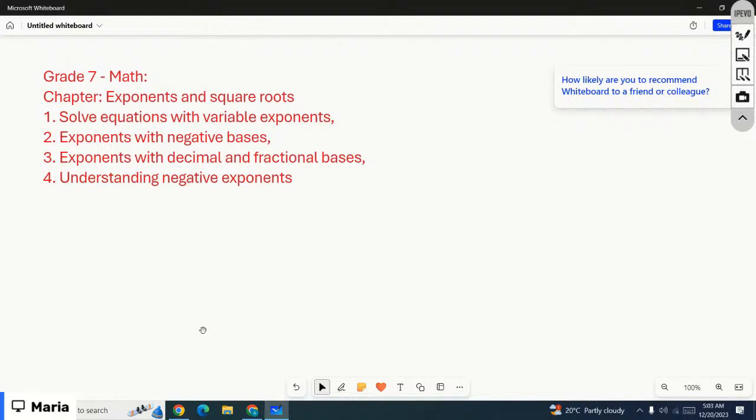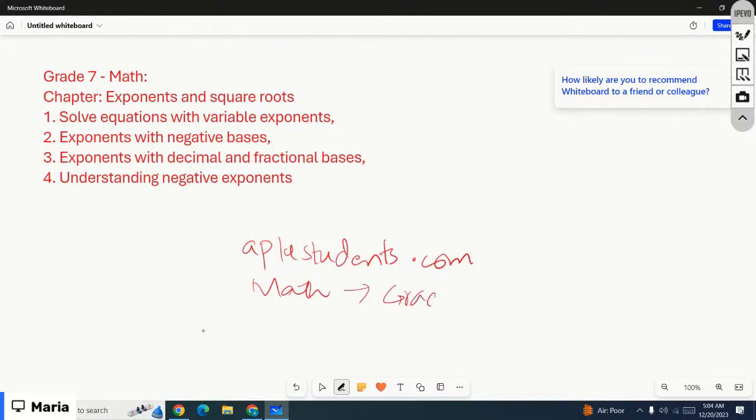So you can find all the lessons on aplusstudents.com. You have to log in there using your email address and password as provided by the administrator. Then you have to select math from the subject tab. Scroll down to grade 7 and then click on view all lessons. So there you can find a list of the chapters.